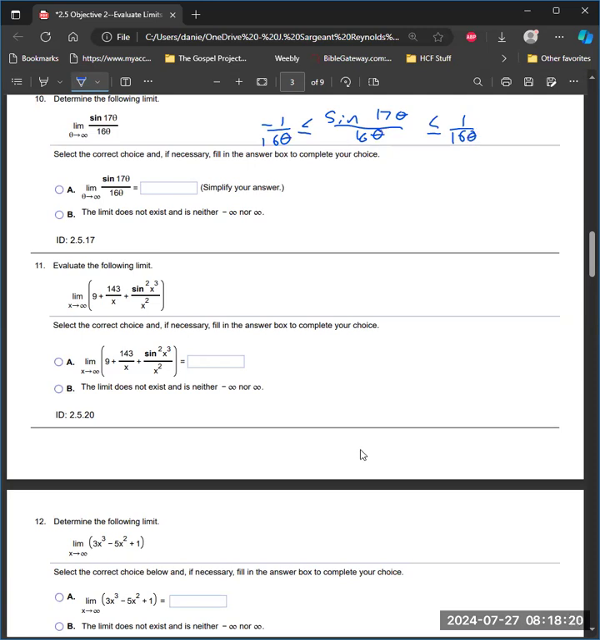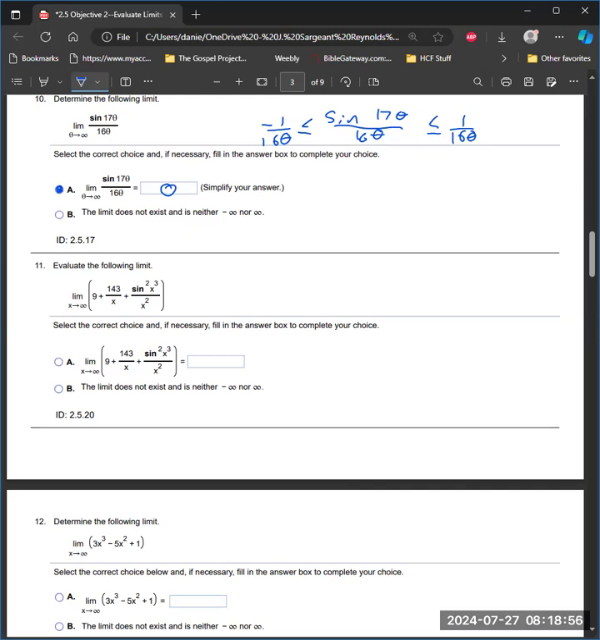All right. So we're going to say sine of anything has to stay between negative 1 and 1. So our limit here is going to squeeze, no matter whether theta is going to positive infinity or negative infinity, to be 0 on both sides. So this is going to have to be 0.